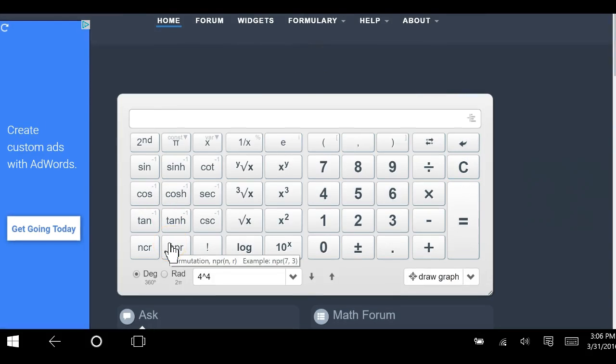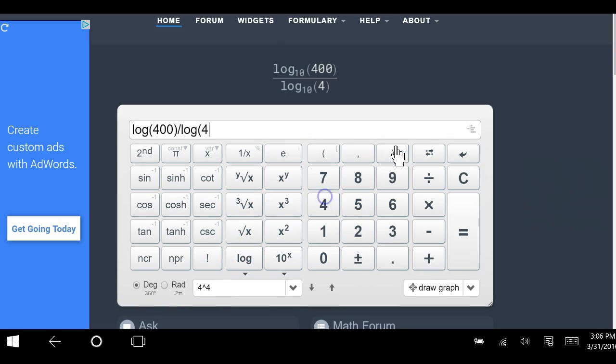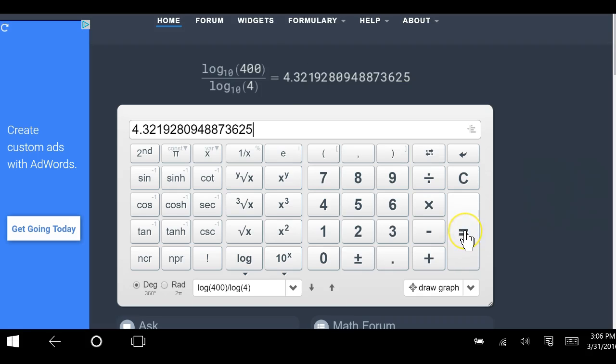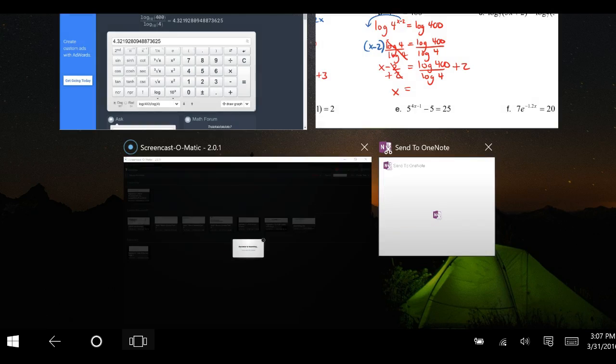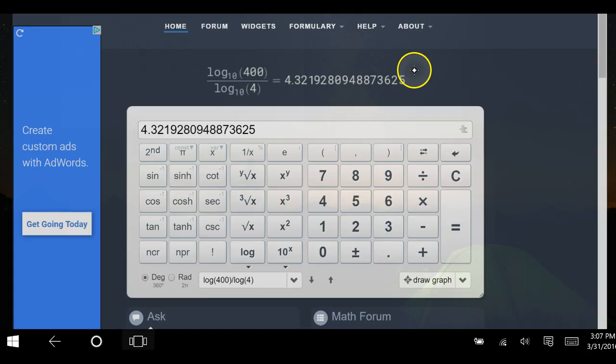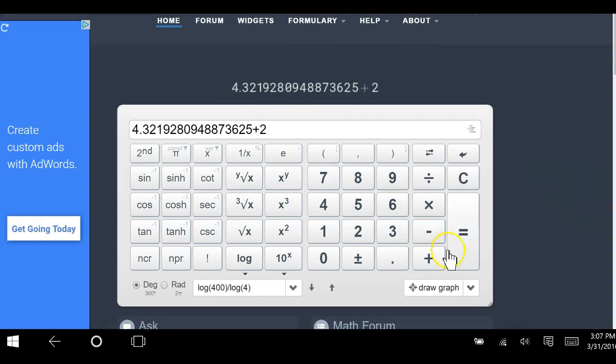So now log of 400, remember to put a parenthesis after that, divided by log of 4. Okay, let's figure out what that is. And then remember, the last step was adding 2. So then we're going to do plus 2. Okay, so then our answer is 6.3219.